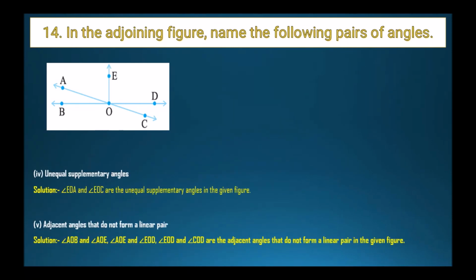Unequal supplementary angles: angle EOA and angle EOC are unequal supplementary angles. Adjacent angles that do not form a linear pair: angle AOB, AOE, AOE and EOD, EOD and COD are adjacent angles. They do not form a linear pair in the given figure.